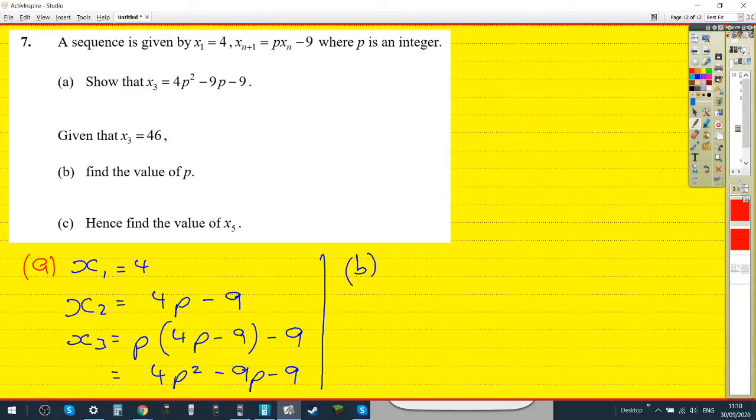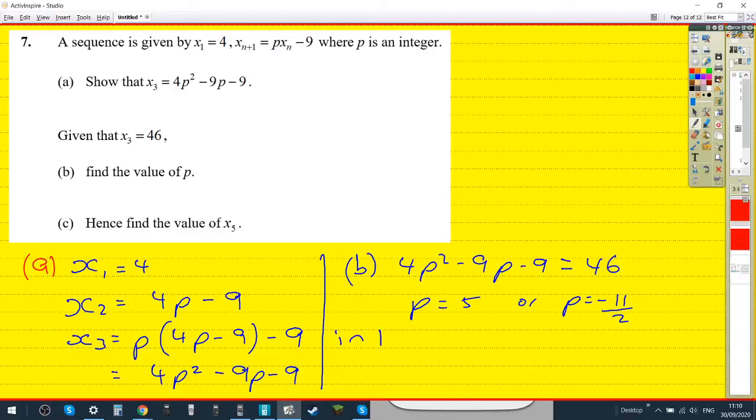Okay, part B. Oh, so make it equal to 46 and then make it equal to 0 after. Go on, solve it. I got two answers for P. I got 5 and minus 11 over 4. But it said find the value, so I'm guessing they want one answer. It says an integer, so P is 5.